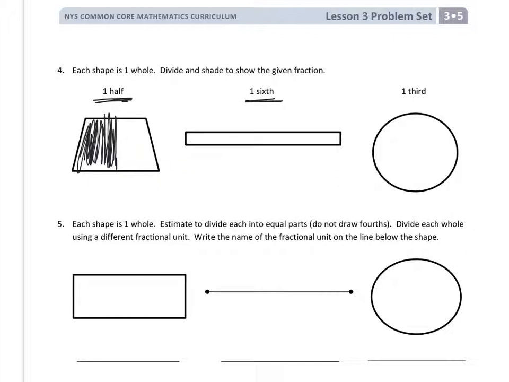1/6. So we need to make a 6th, which means we need 5 lines for 6 parts. So we're going to go 1, 2, 3, 4, 5. It's close. Remember, we're estimating here, and it says to shade 1/6. Do we have 6 parts? Let's see. 1, 2, 3, 4, 5, 6. Yep, and we're going to shade just one of those parts, and that shows us 1/6.